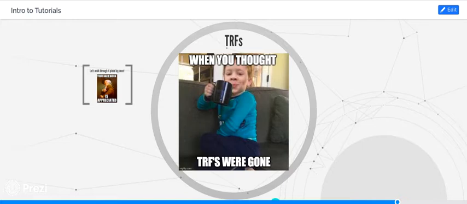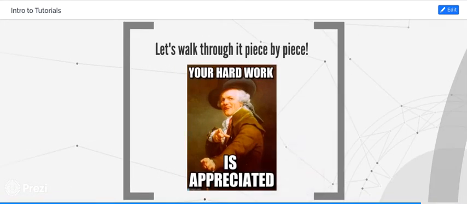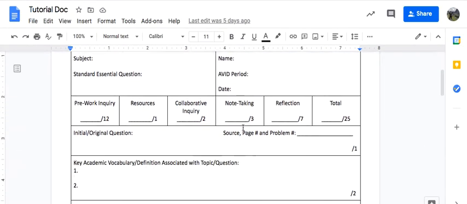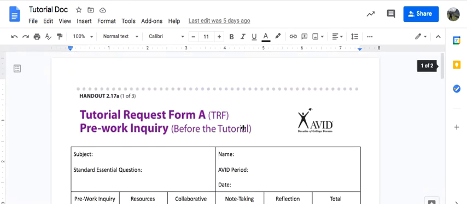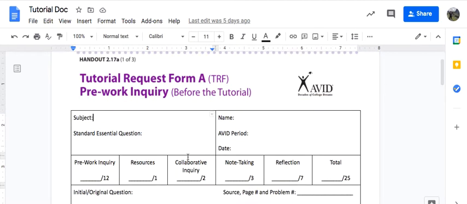All right, so this is my face when I pop a tutorial request form in front of you and you're like, oh, they were going. Nope. All right, so we're going to go ahead and walk through a TRF piece by piece. Here we go. This looks just a little bit different than it normally does. I had to fake it till I made it and put screenshots in here to make it into an actual TRF. So that's that.